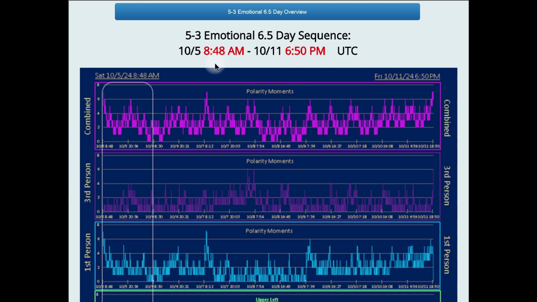Now, this is set to universal time. It's going to start October 5th, 8:48 a.m., and it's going to end October 11th, 6:50 p.m. Again, universal time. Now, what we want to do here is help you understand these graphs.